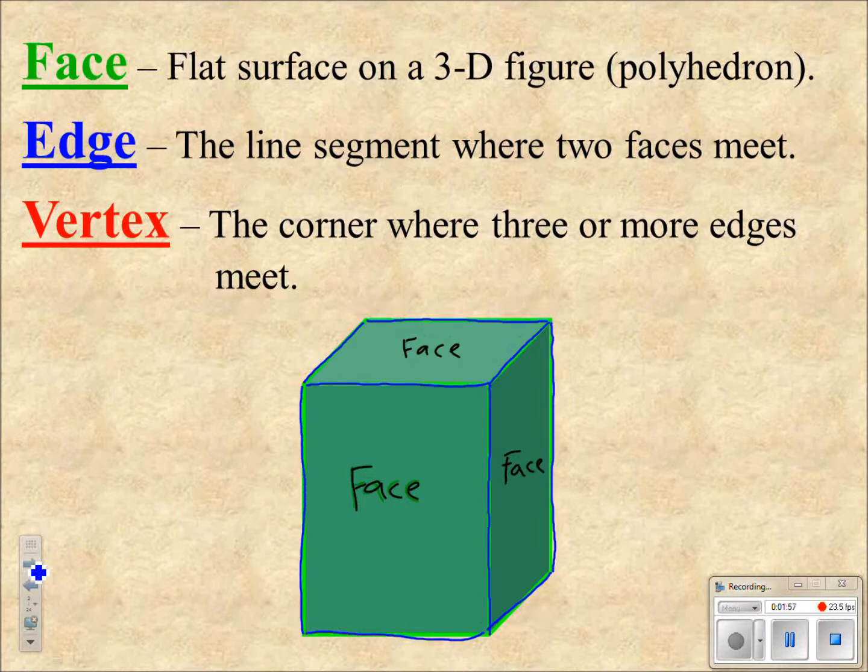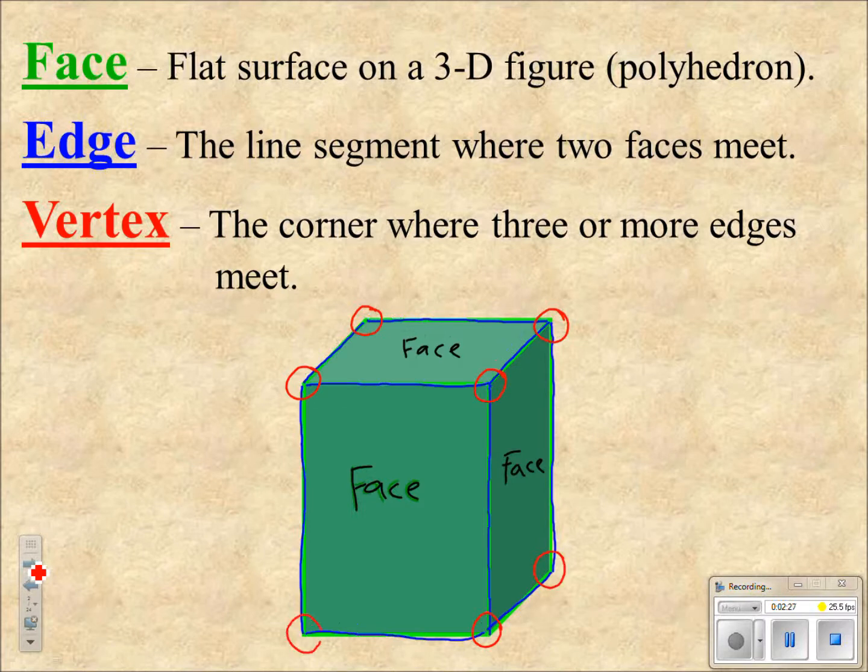And finally, we're going to talk about the vertex. The vertex is where three edges come together. So in this corner you see here, three lines came together. There's actually another, those three lines create the vertex. When we have more than one vertex, the plural form is vertices.